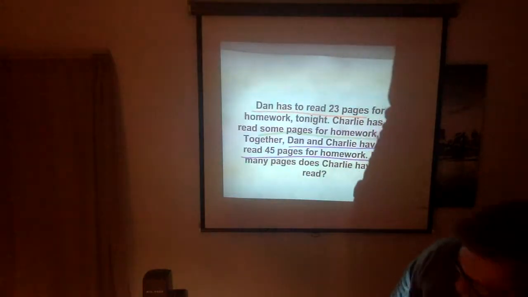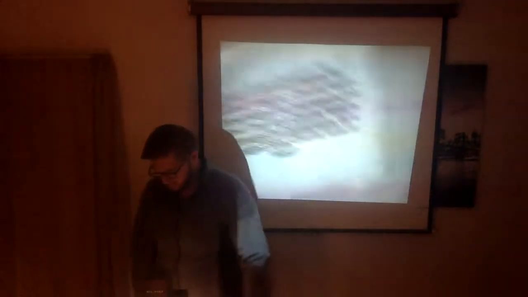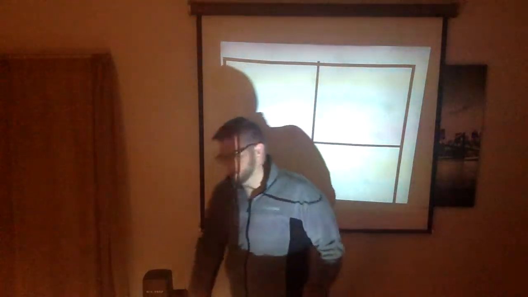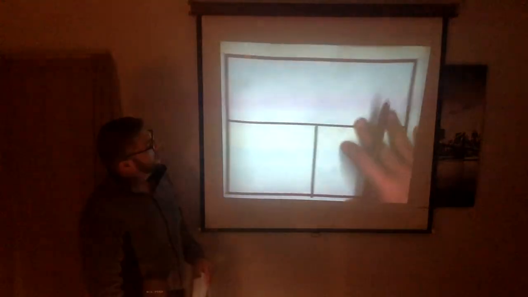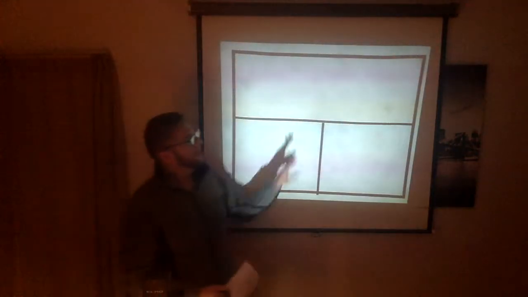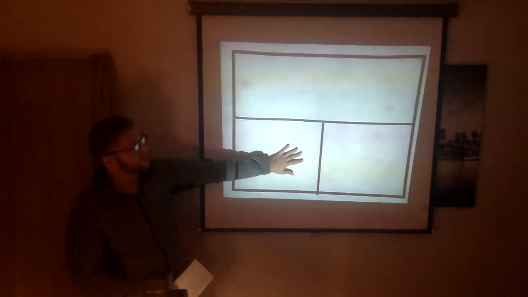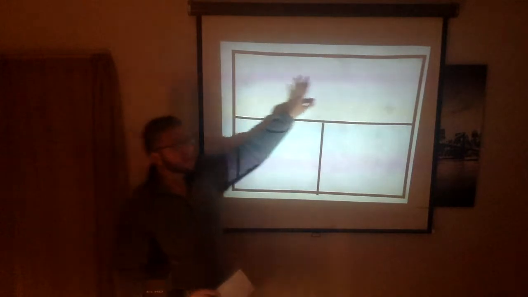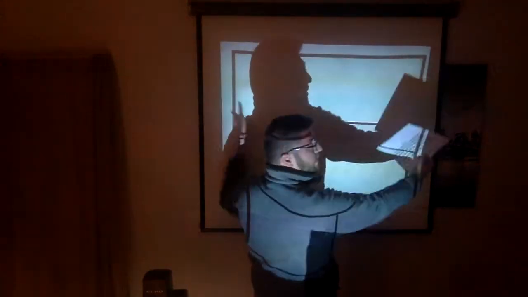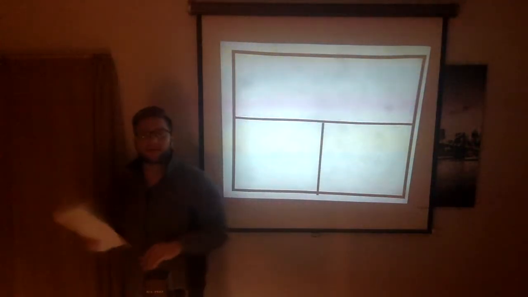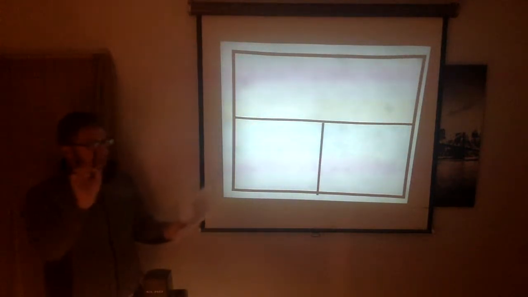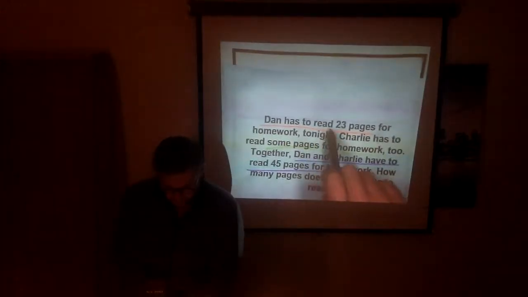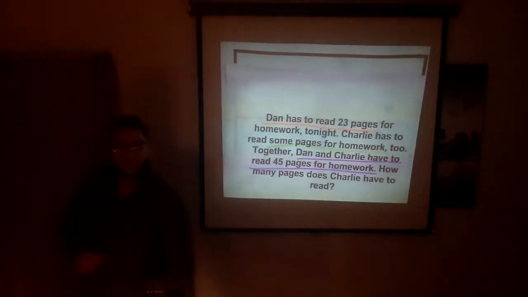We're going to put the model back up here. We're going to flip this around. So knowing how we set this up, we know that the two bottom portions are going to be our smaller parts, and the big top box is what we have all together. It's overall, or combined total. So looking at our problem again, it says Dan has to read 23 pages of homework tonight. We're getting that from the top part. Where might we place that 23?